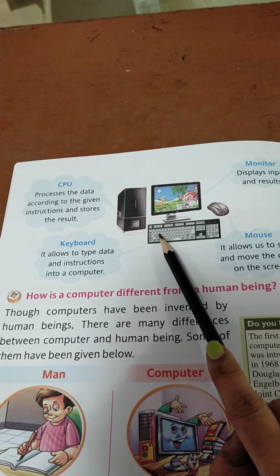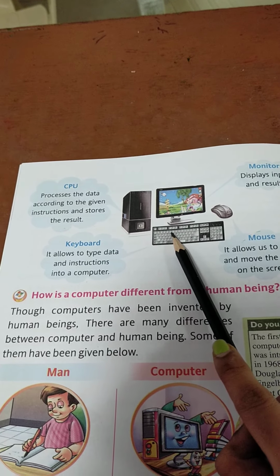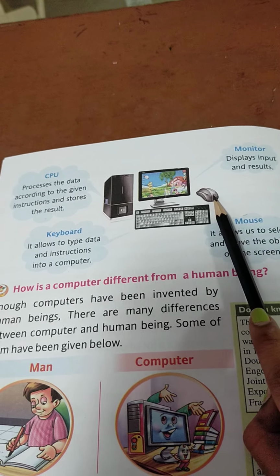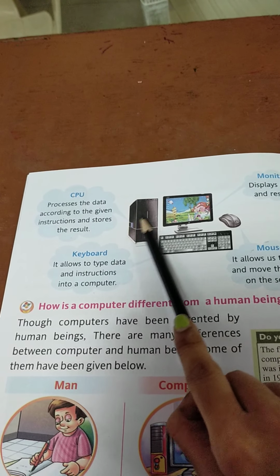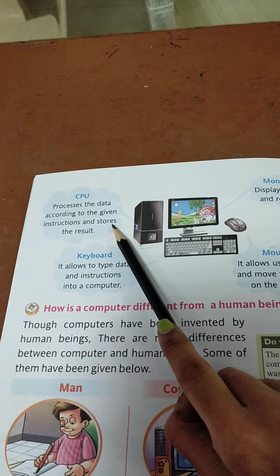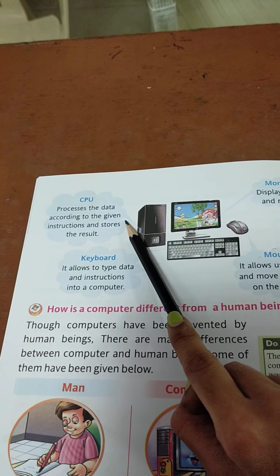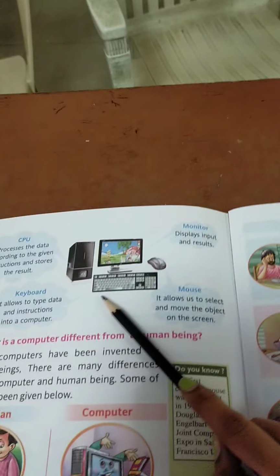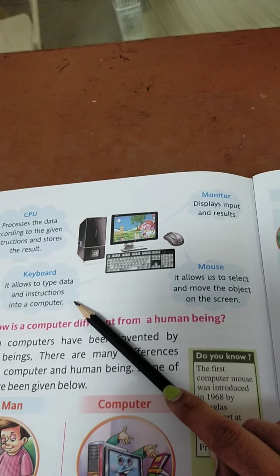We just type the A or B on the keyboard, you just select the pictures or folders using the mouse, and all the work, what you click, what you type, everything, happens inside the CPU. The work will happen inside the CPU. It is the processing device.